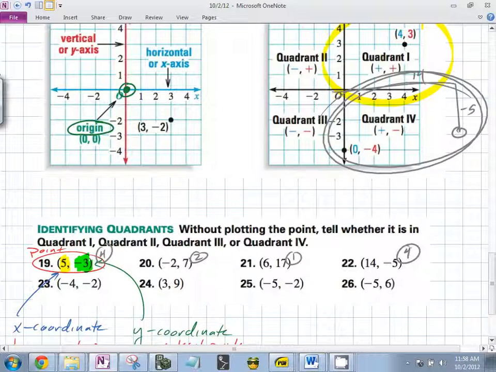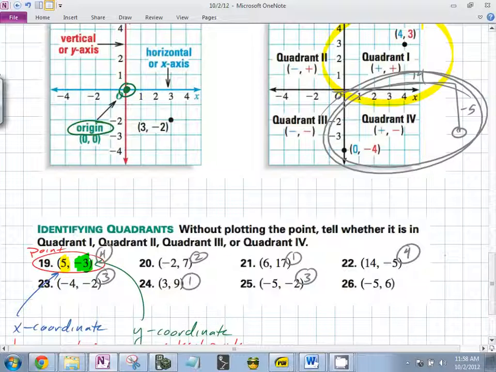Number 23. What quadrant is that one in? Hatcher. Third quadrant? Absolutely. Do you agree? What about 24? Viles. Quadrant 1. Who agrees? Clapping. Yay. What about 25? Phoebe. 3. Yeah, what about 26?